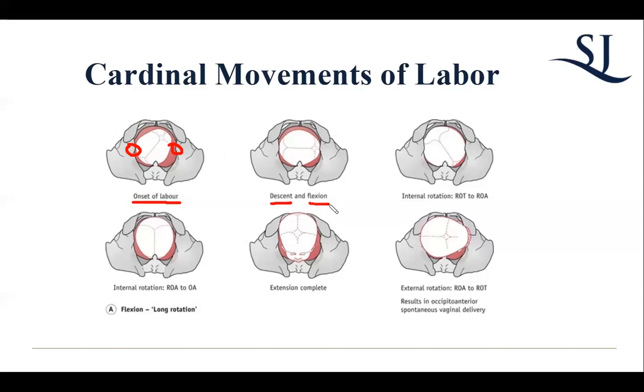Then descent and flexion is your second step. So the head starts to come down and it flexes once. I mean, it begins to flex. So then you have internal rotation because the head flexes down, but if you can see, it's still in a transverse position, right? And then it begins to rotate from a transverse position to an occiput anterior position, okay? And then it continues to rotate until it's direct. And then that's where extension happens. It externally rotates.